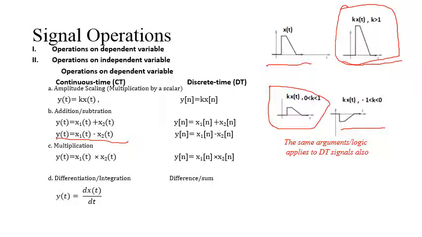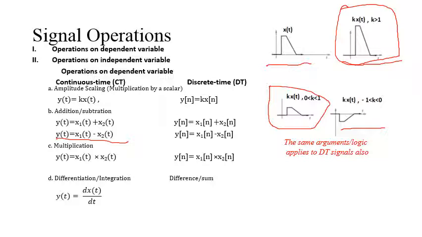The third operation that can be performed is multiplication. Again, it's a point by point multiplication of the corresponding values of x1 of t and x2 of t. Or if this is a discrete time signal, in that case you multiply the corresponding values of x1 of n with x2 of n.